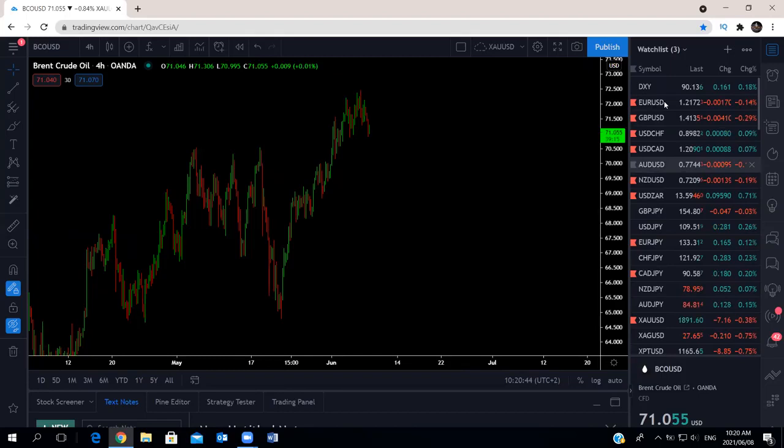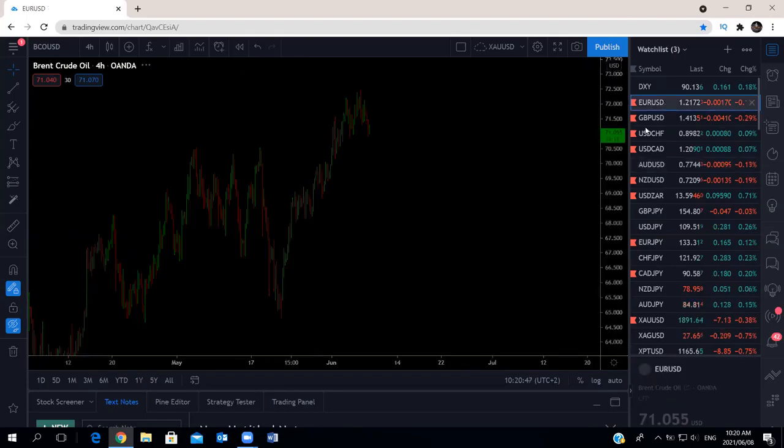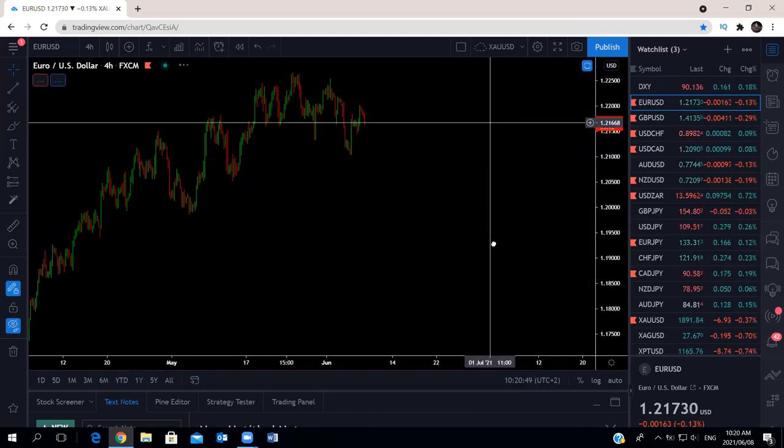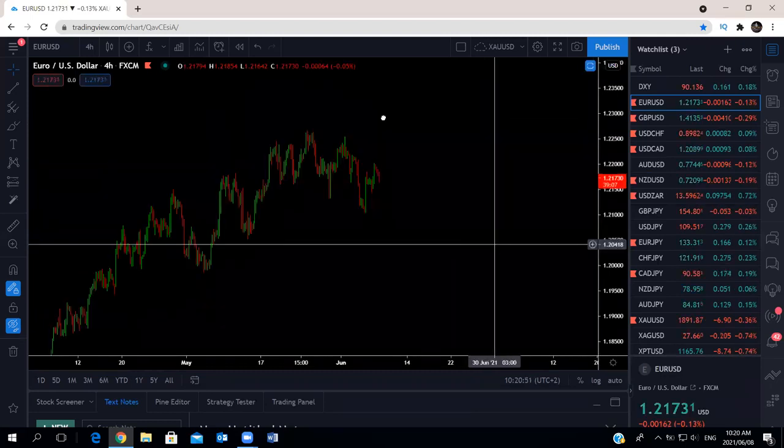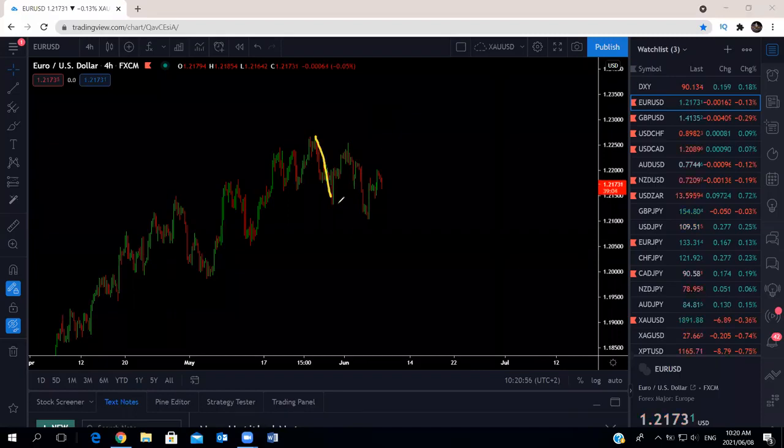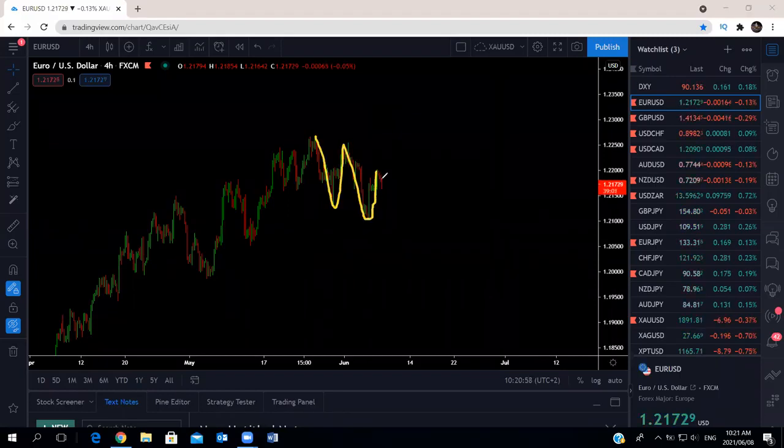Euro, US dollar. So Euro US dollar also bounced from the blue box last week Friday, just before the NFP news, and we are looking for this to continue to the upside. We could get this one having made a move to the upside here, pull back and continue to the upside. So that's how we're looking at the euro.